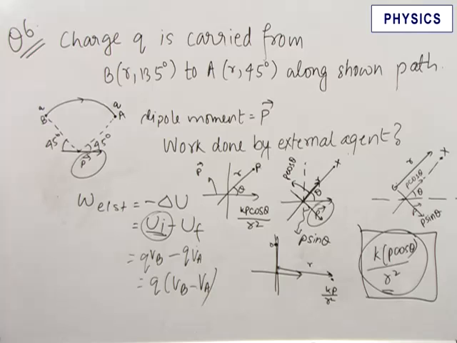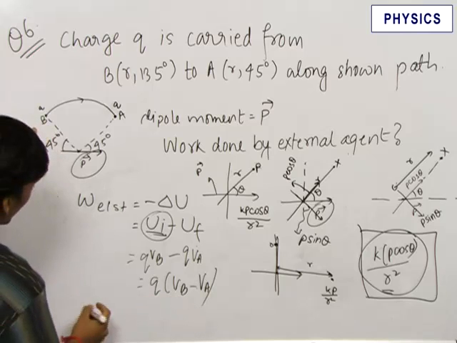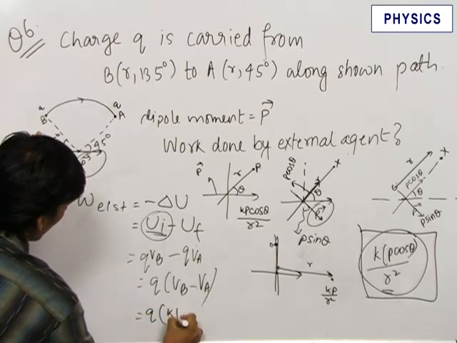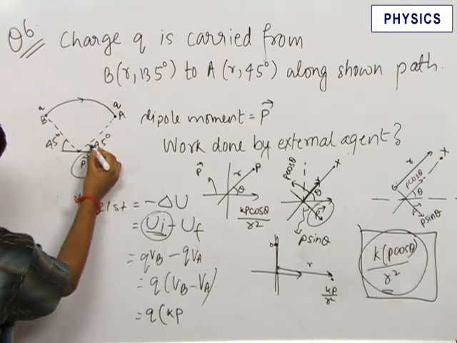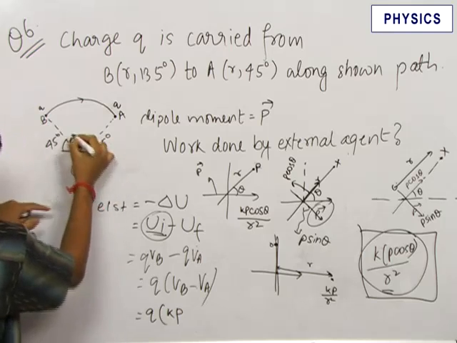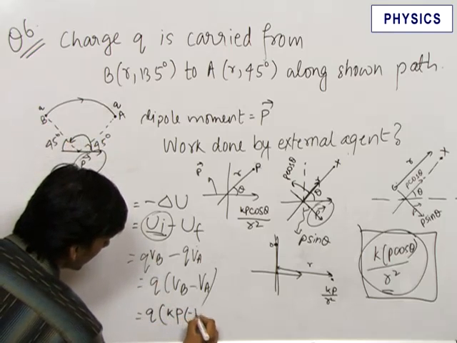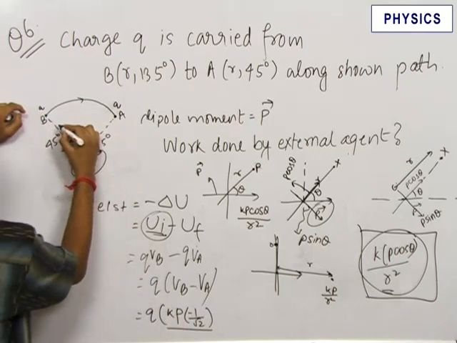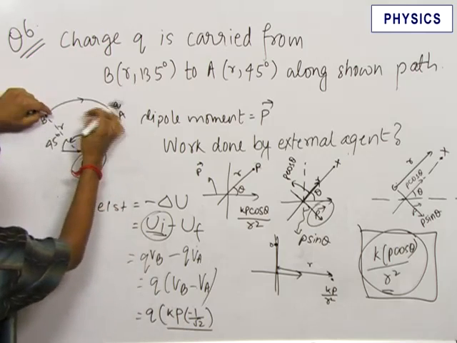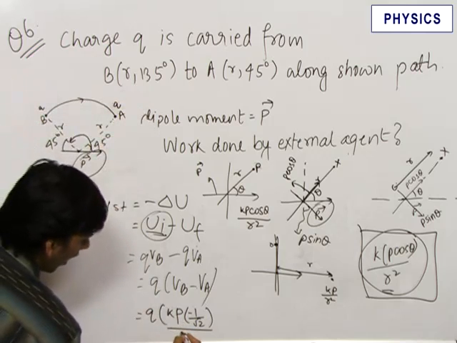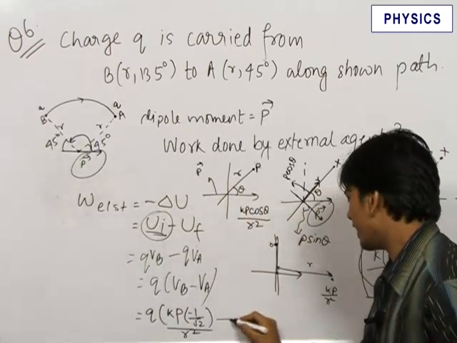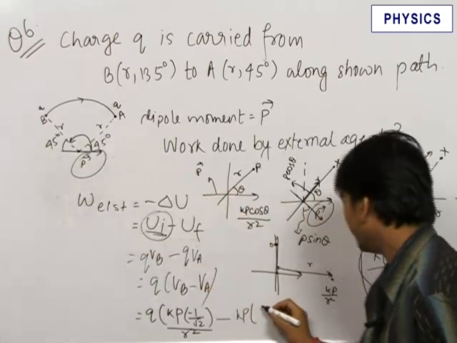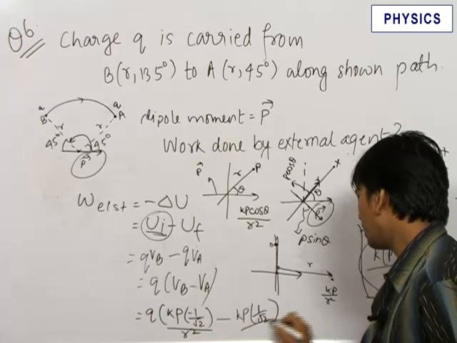Therefore over here we can write down the potential at B as Q into, this will be K into P cos of 135 degree. We take the 135 degree because we take the angle from here. Kp into cos of 135 degree is minus 1 upon root 2 upon r square. Both of these are at distance r. This path actually lies on an arc of a circle of radius r. Minus VA, that is Kp cos theta, that is cos of 45 degree, for point A, 1 upon root 2 upon r square.